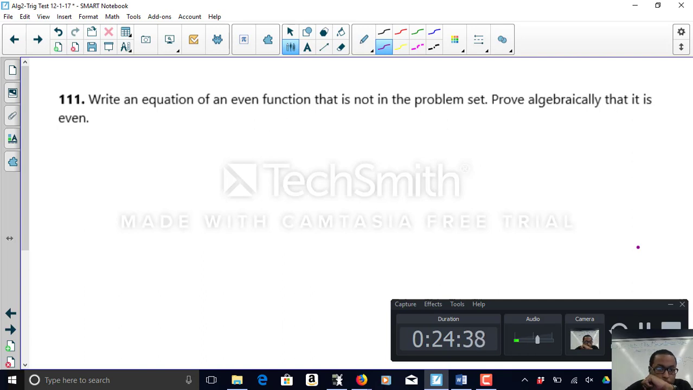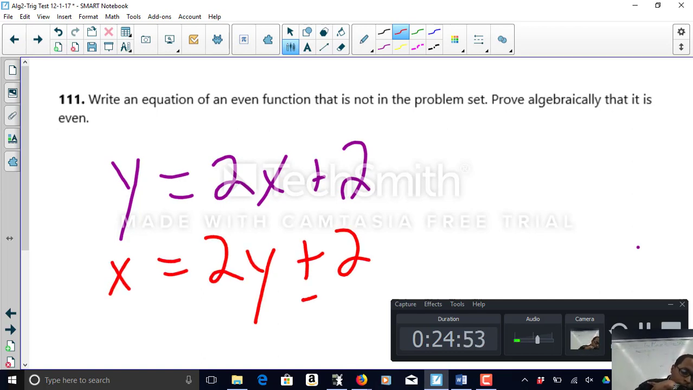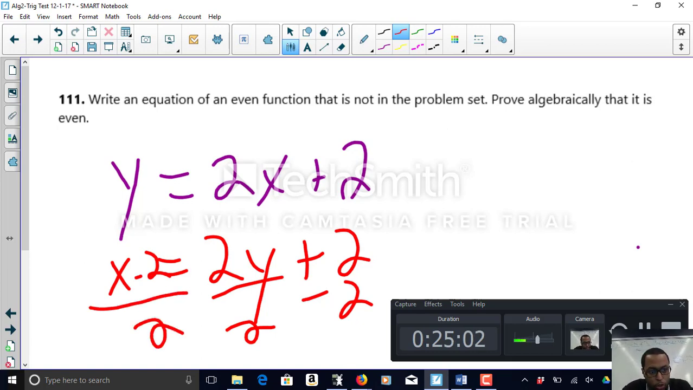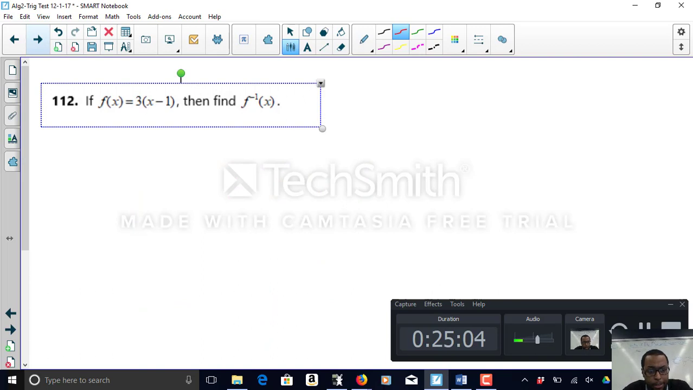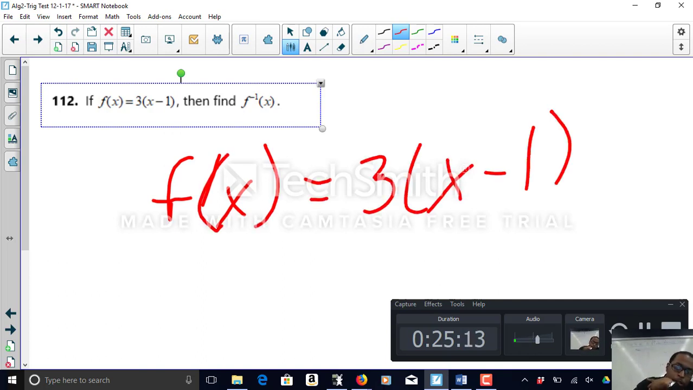So you just kind of write an even function. So again, if I make up a function, let's say I make up y equals 2x plus 2. Remember my steps. First step, change the x and y. Then just solve. Then you're going to divide. If you're struggling with this question, rewind the video back to that number question. And again, same thing here. f of x equals 3 times parentheses x minus 1. Change the y, and then change the x. Same idea, okay? All right.